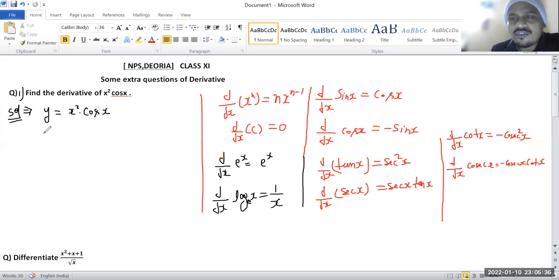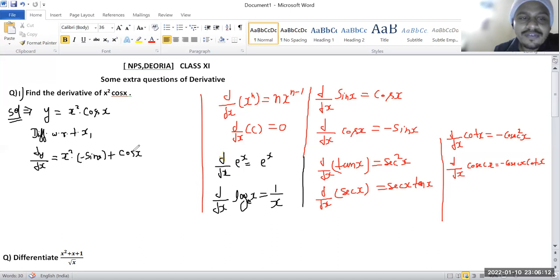The product of two functions is given. Now we will write here, differentiating with respect to x, so it is dy by dx. The first function we keep as it is, and differentiate the second function. What is the differentiation of cos x? Anyone? Minus sin x, plus cos x as it is. And what is the differentiation of x square? You see, x square is of the form x to the power n, so it is n x to the power n minus 1, 2x to the power 2 minus 1, which means 2x.